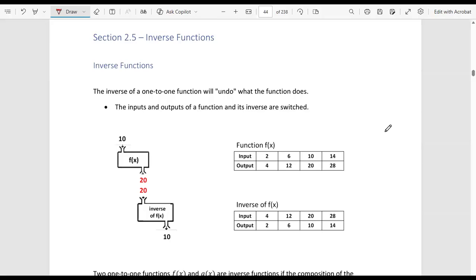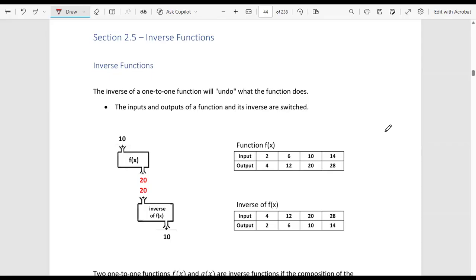Inverse functions. In this section, we want to learn how to find an inverse function. Inverse functions are the functions that undo whatever the function is doing. And one of the requirements for every function to have an inverse is being a one-to-one function.